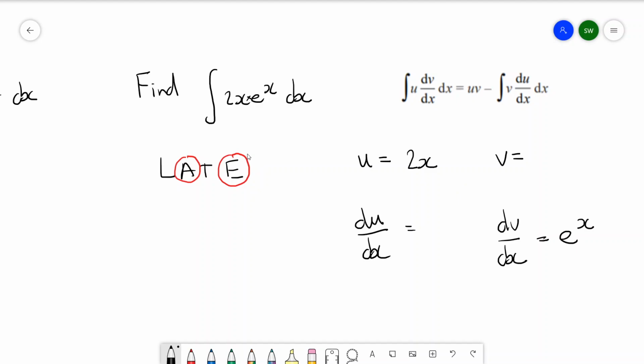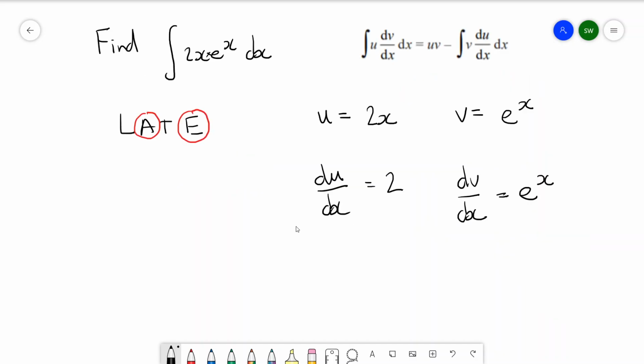Again, if you don't use LATE, you could experiment and flip them around and see which one makes the integral on the right-hand side possible. But because 2x is just going to differentiate to 2, that's going to make it simpler, and we always choose u to be the term that gets simpler when we differentiate it. So du by dx is equal to 2, and v is going to be e to the x.